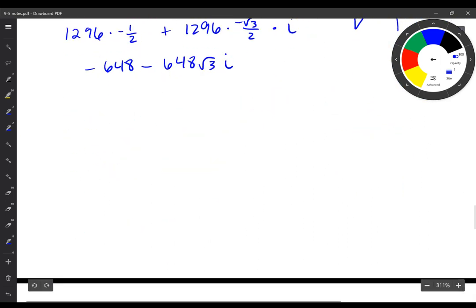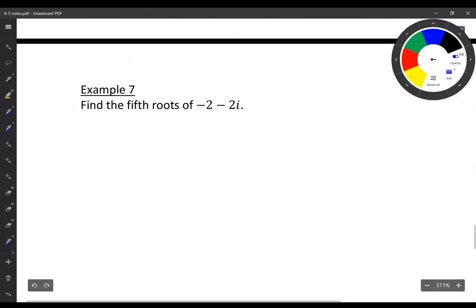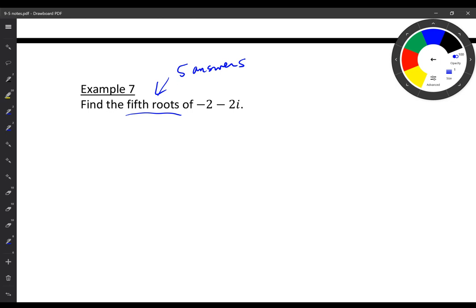So our last problem, we are finding the fifth roots of -2 minus 2i. And if there's fifth roots, I want to just point out that this means that there are going to be 5 answers. So when there's square roots, there's 2 answers. It's kind of weird with i. The really cool part, though, is we really can take our answers, raise them to the 5th power, and get back to this thing.